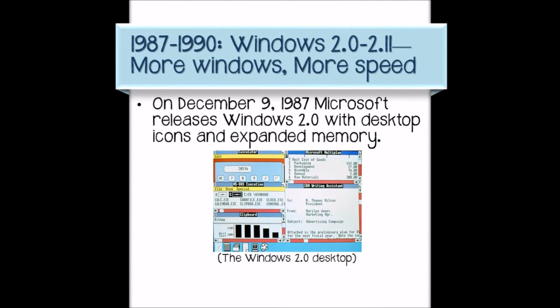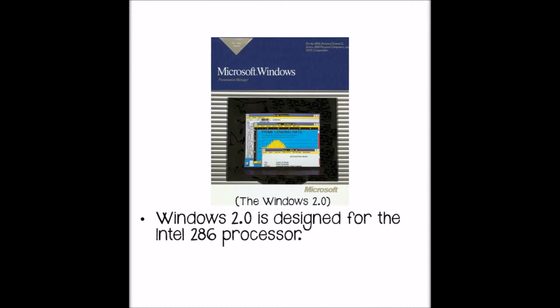1987 to 1990, Windows 2.0 to 2.11, more Windows, more speed. On December 9, 1987, Microsoft releases Windows 2.0 with desktop icons and expanded memory. With improved graphics support, you can now overlap windows, control the screen layout, and use keyboard shortcuts to speed up your work. Some software developers write their first Windows-based programs for this release. Windows 2.0 is designed for the Intel 286 processor. When the Intel 386 processor is released, Windows/386 soon follows to take advantage of its extended memory capabilities.